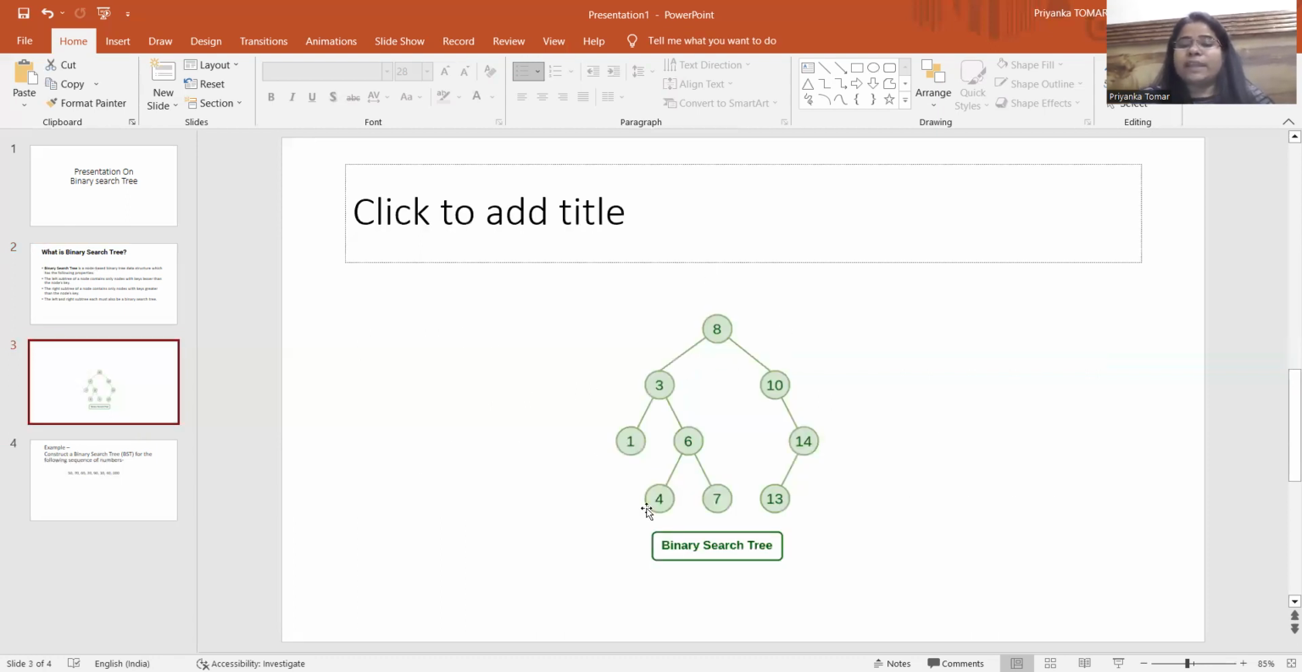Okay, so we can say that a binary search tree is a binary tree data structure which stores data in the form of nodes, and it always follows the three properties: the left nodes of the binary search tree should be smaller than the root node, and the right subtree nodes should be greater than the root node. So I hope that this explanation of the binary search tree is clear to you.